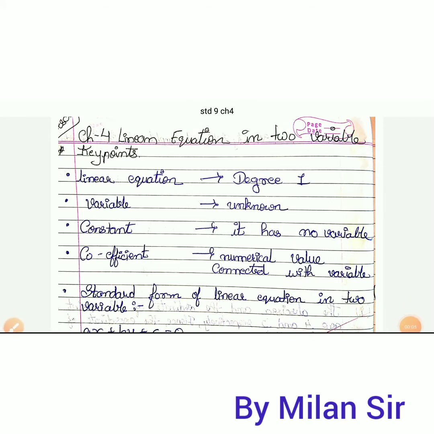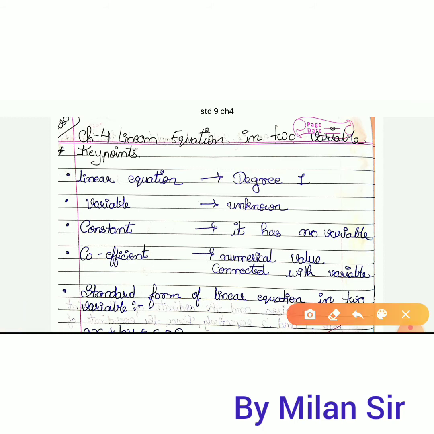In this video, I will explain chapter number 4. Our chapter number 4 is linear equation in two variables. In this video we will see the theory part of this chapter. Previously in standard 7 and 8, we learned about linear equation in one variable, right? Now we learn about linear equation in two variables.